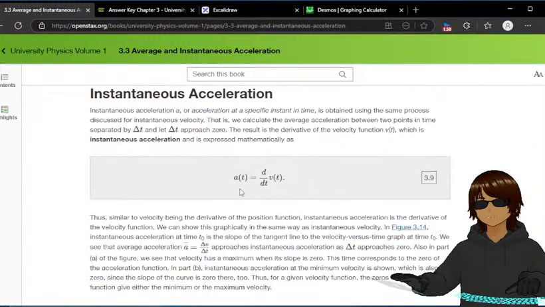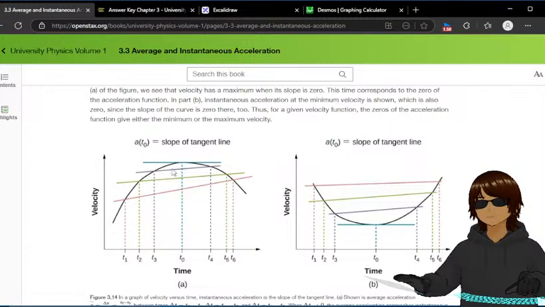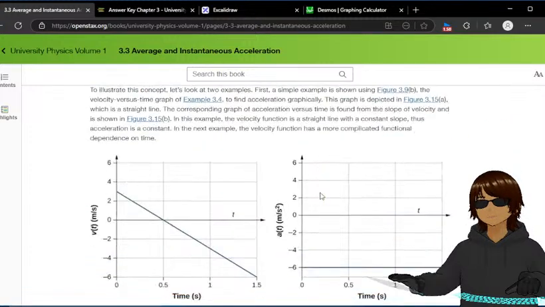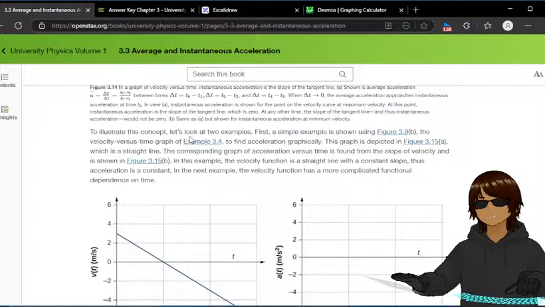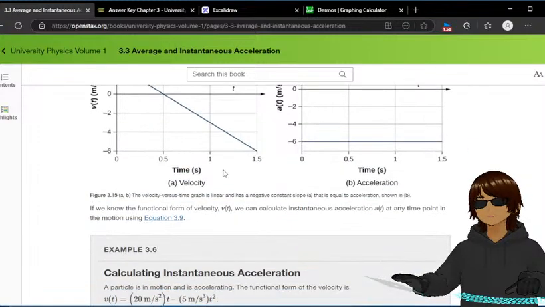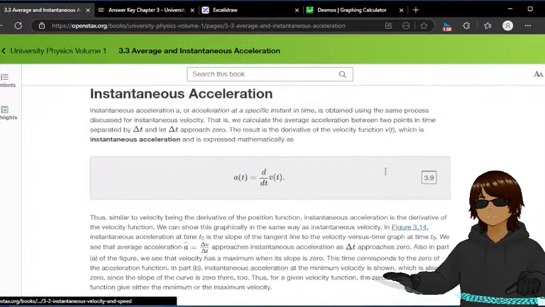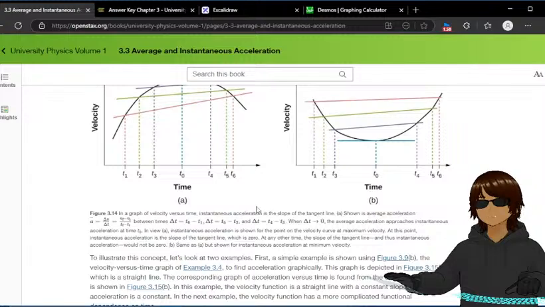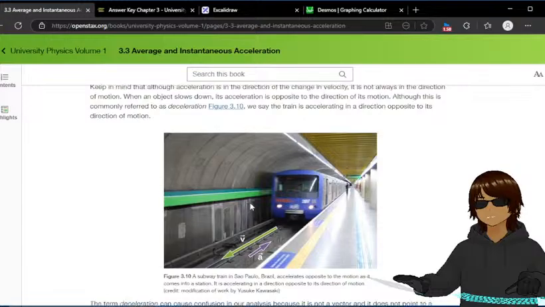Instantaneous acceleration is the derivative of velocity with respect to time. You have the slope of the tangent line. To understand this concept, let's look at two examples. First, a simple example using figure 3.9. It is 3.9b. Figure 3.